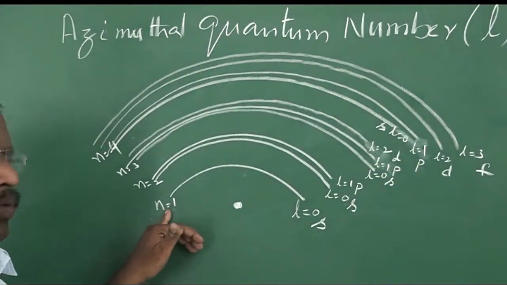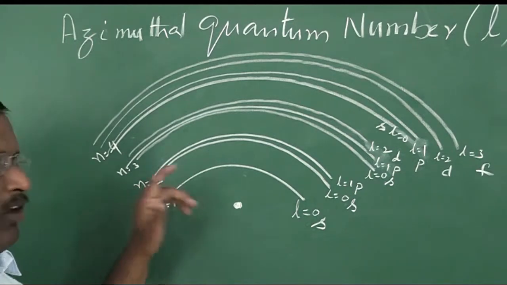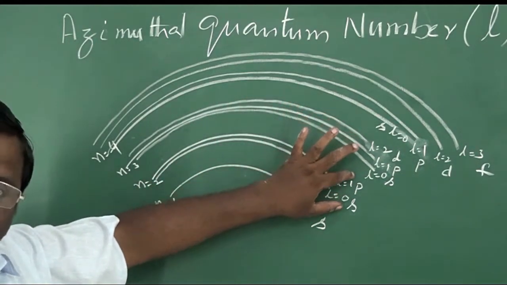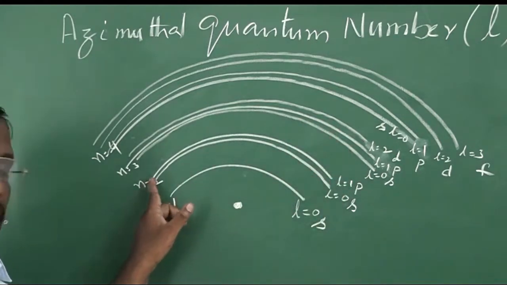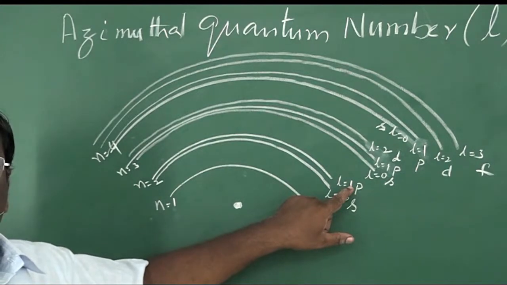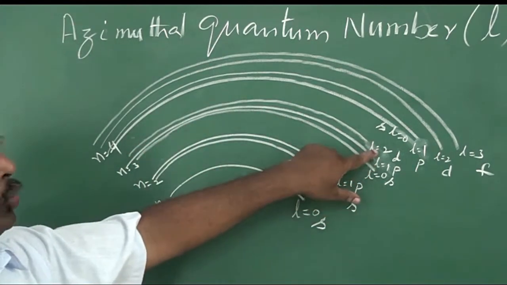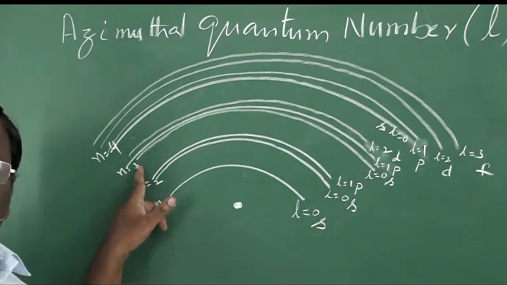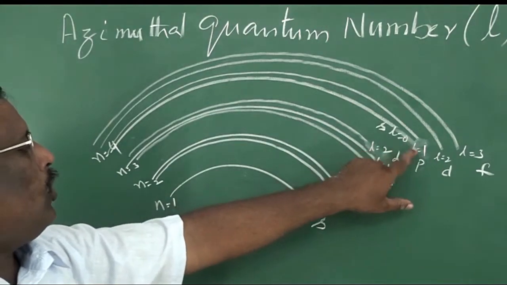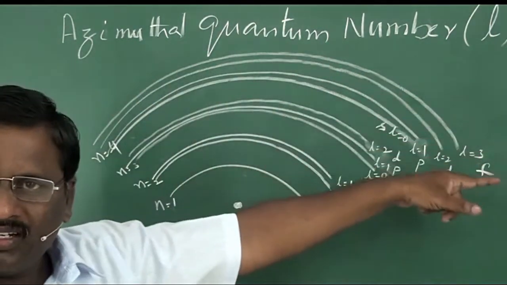So here n is equal to 1, l is equal to 0. For n is equal to 2, there are two l values: l is equal to 0 and l is equal to 1. Here l is equal to 1 means n minus 1, that is 2 minus 1, which is 1. For the third energy level, you have three l values, 0, 1, 2, where 2 is 3 minus 1. In the fourth energy level, you have four sub-energy levels, 0, 1, 2, 3, where 3 is 4 minus 1.